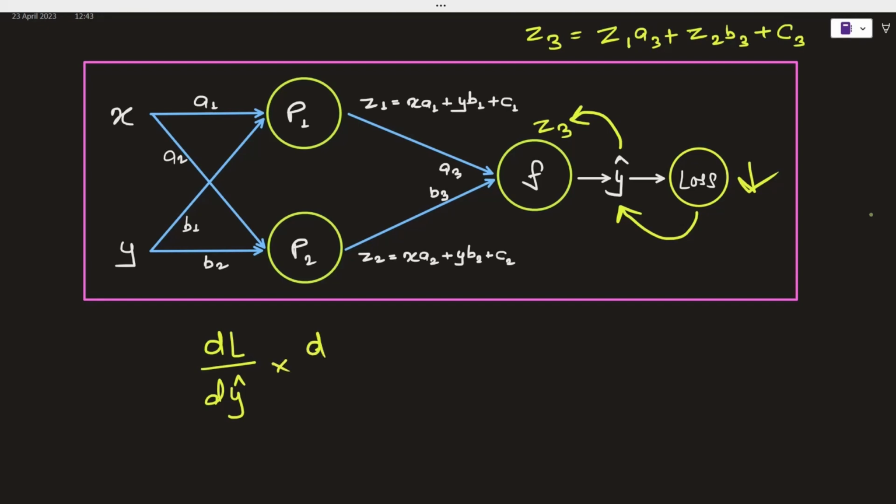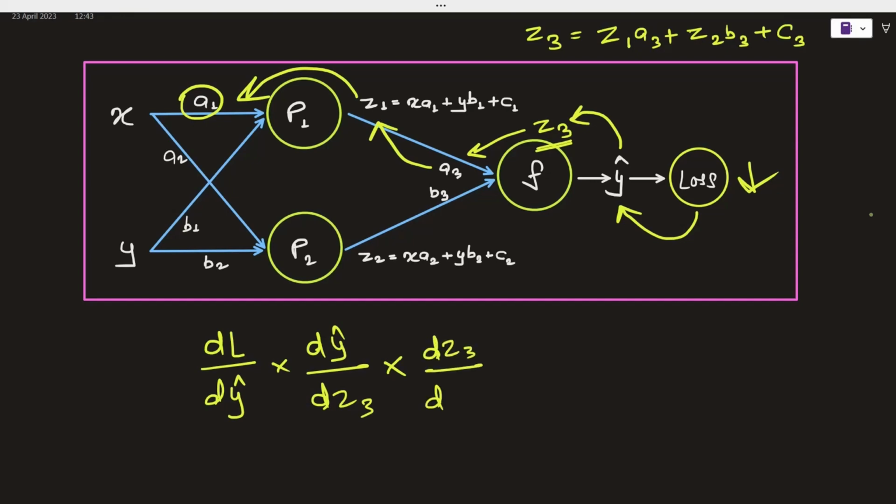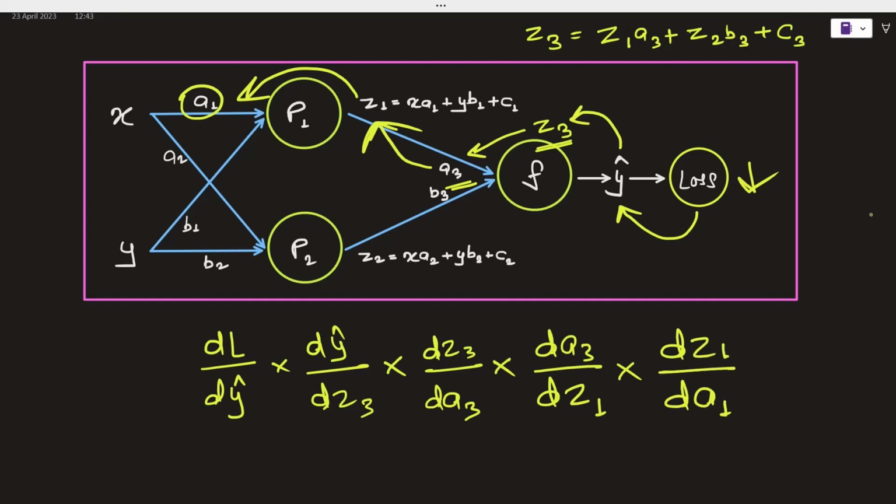So I will write dy hat divided by dz3 multiplied by... so where exactly is this z3 output dependent? Since we are trying to reach over here at this point to adjust the value, we are going to take this particular route: A3, then Z1 and then A1. So I will write dz3 divided by dA3, which is this point, multiplied by dA3 divided by dz1, because A3 is dependent here on the input value Z1, multiplied by dz1 divided by dA1, finally at this point.